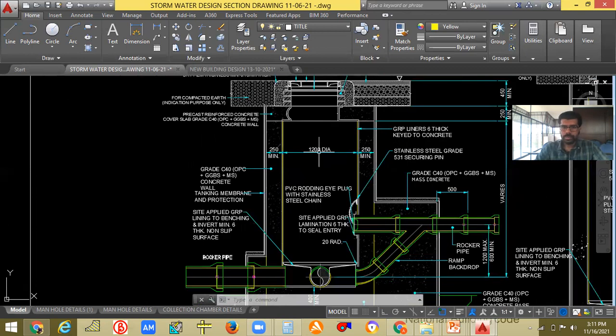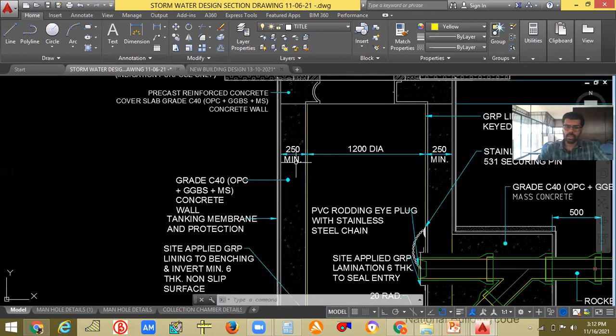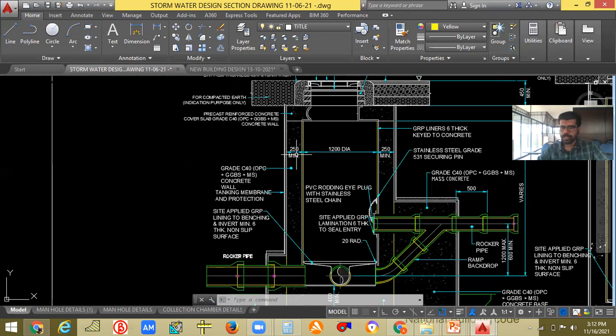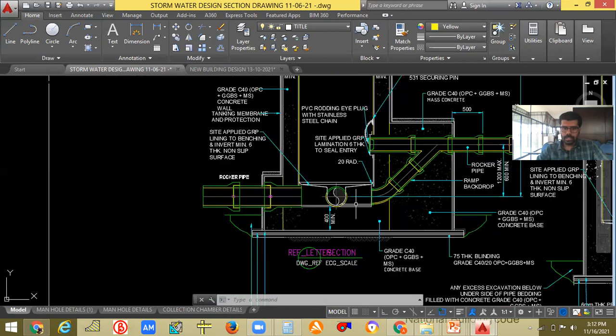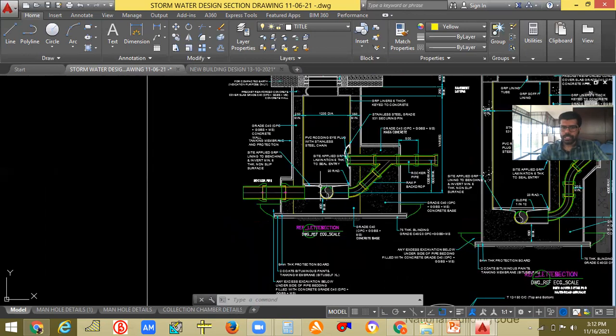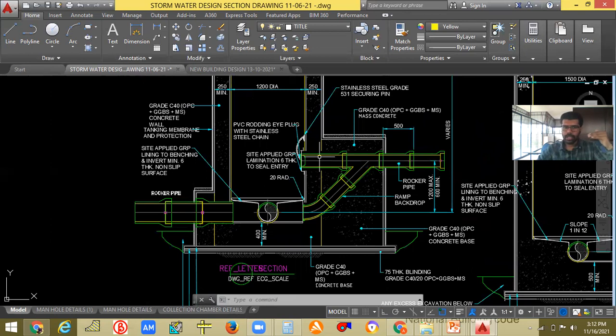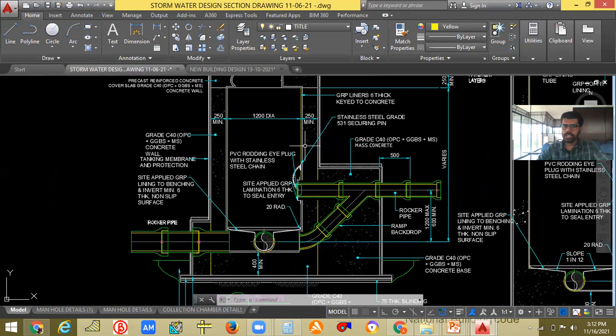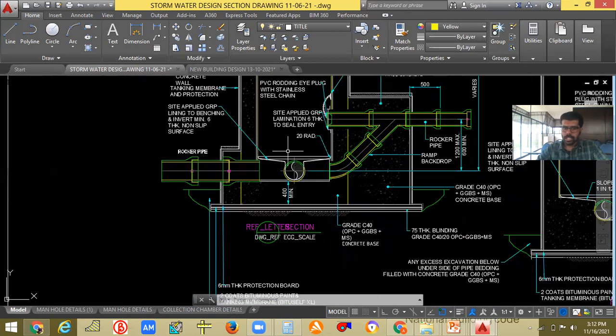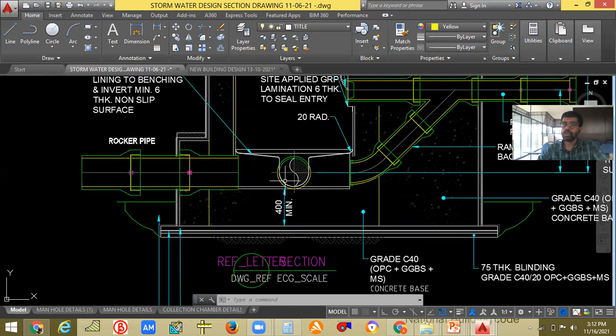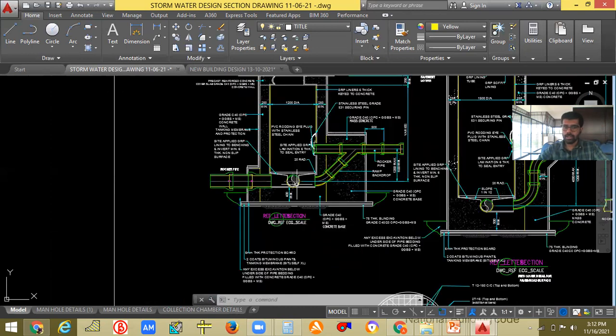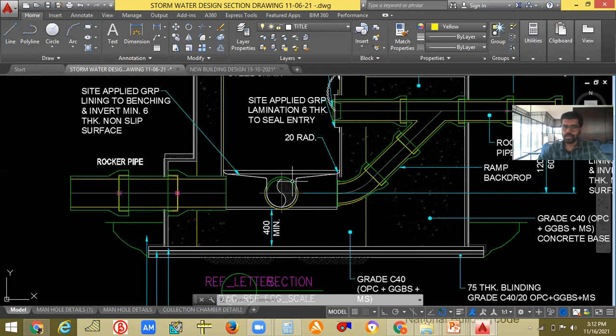The minimum thickness of this will be 250 mm. So you can see here, this is one pipe that is entering here. This is the main pipe, and this is the pipe that is coming into the manhole. These both are in two levels only. This pipe shows the connection between manhole to manhole.